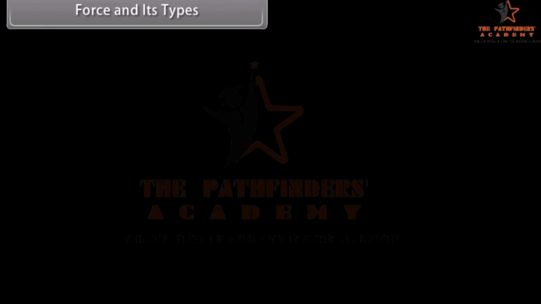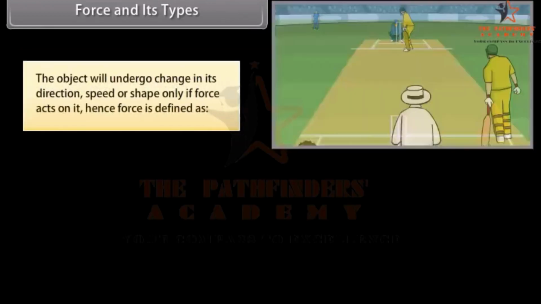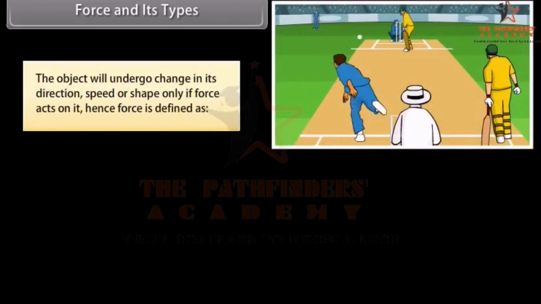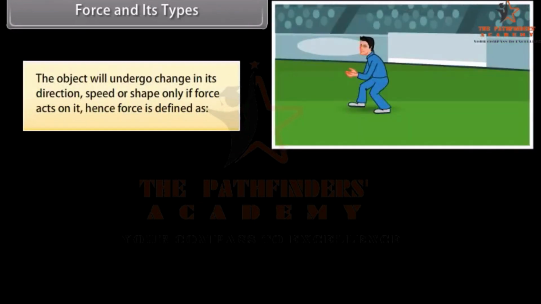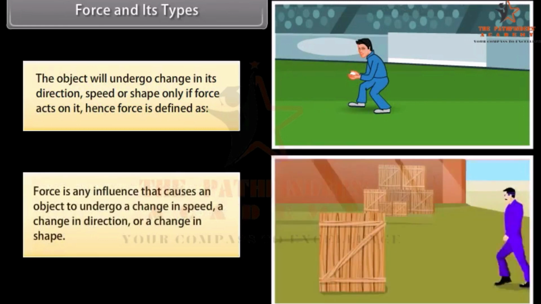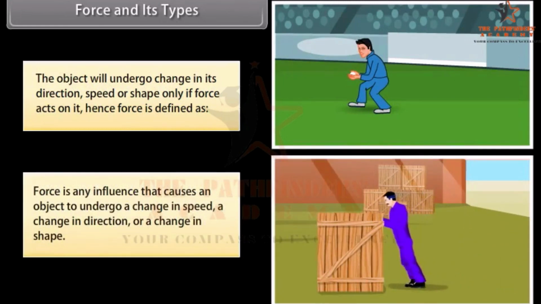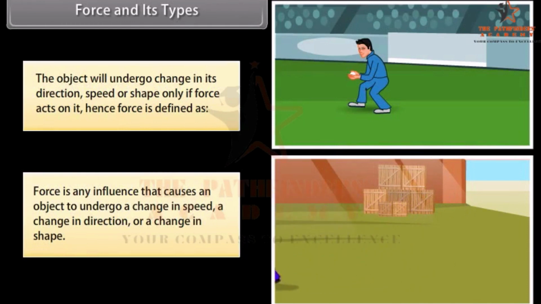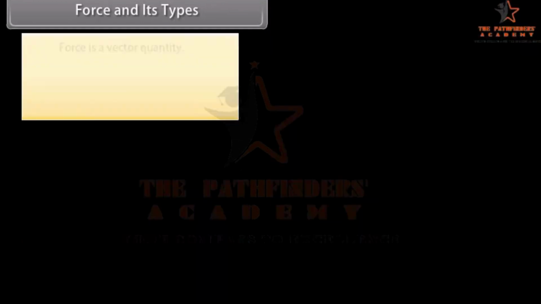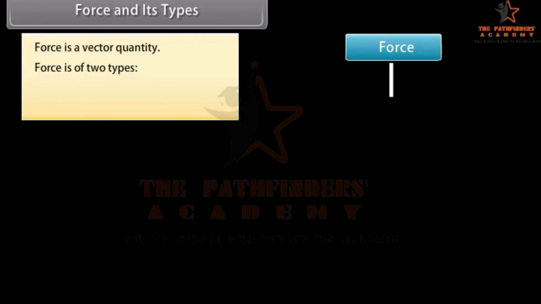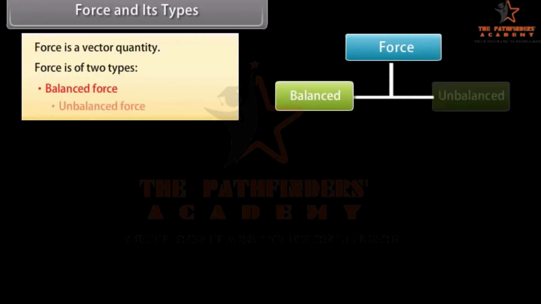Force and its types. The object will undergo change in its direction, speed, or shape only if force acts on it. Hence, force is defined as: force is any influence that causes an object to undergo a change in speed, a change in direction, or a change in shape. Force is a vector quantity. Force is of two types: balanced and unbalanced.